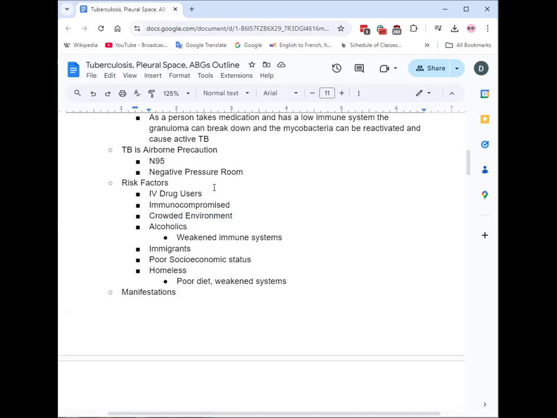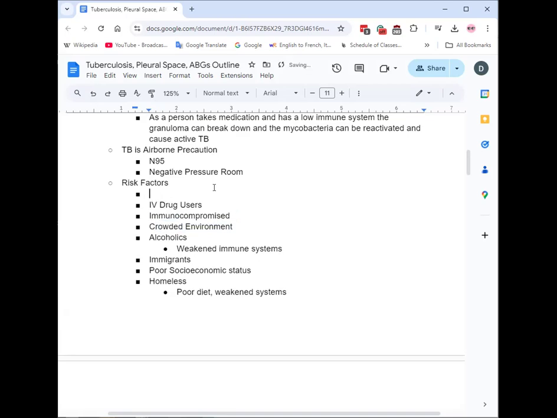And then another one that I know nobody said, but I know you guys would pick it in a SATA, is just those that have been in close contact with someone that had active TB.